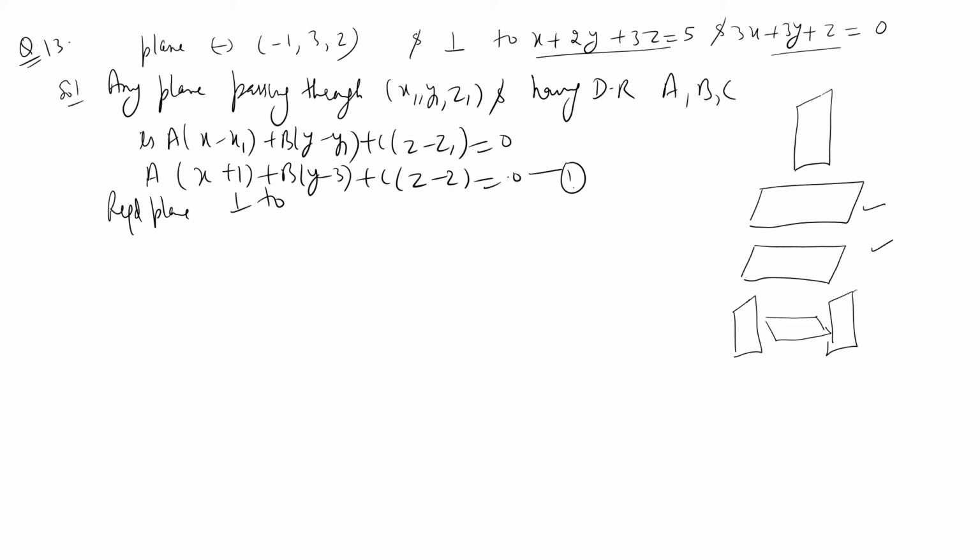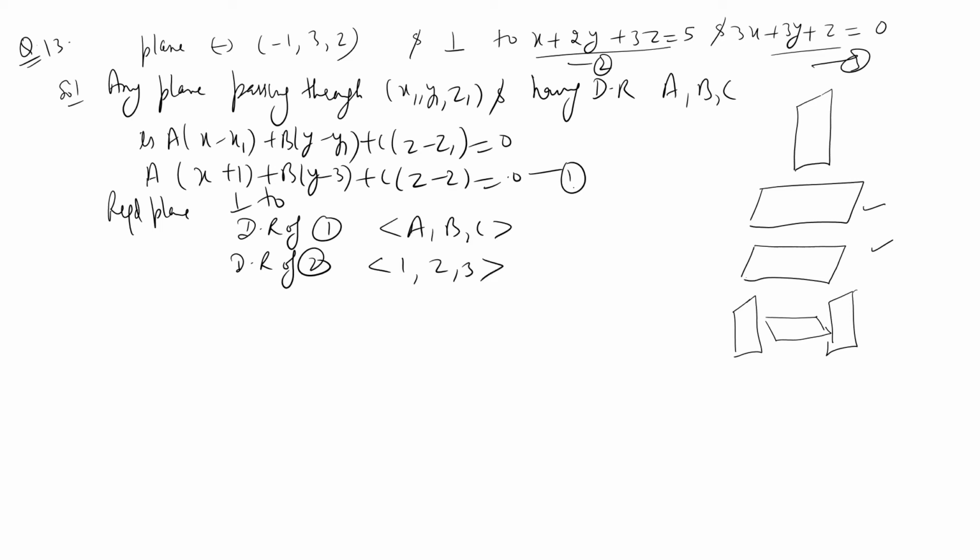If the planes are perpendicular, then the sum of the products of their direction ratios is 0. So let us check the direction ratios. The direction ratios of plane number 1 are a, b, c, because I have taken them as a, b, c. For plane number 2, the direction ratios are 1, 2, 3. And the direction ratios of plane 3 are 3, 3 and 1.